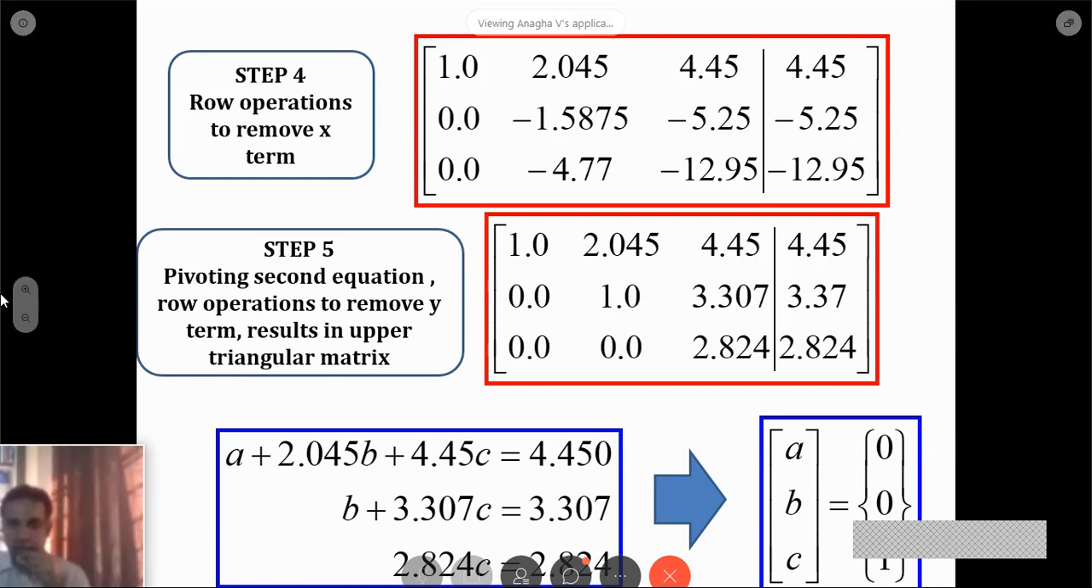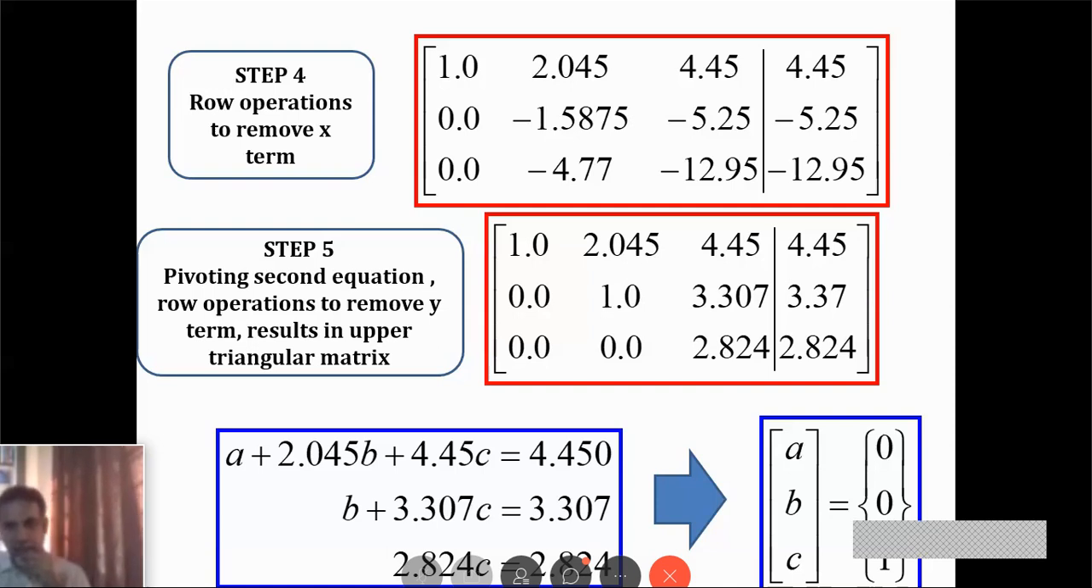Now I can subtract row 3 minus the coefficient of row 3, that is minus 4.77, multiplied by this 4.77 minus 1 into this equation 4.77. So it becomes 0. Same, this becomes minus 12.75 minus 4.77 multiplied by minus 5.2.